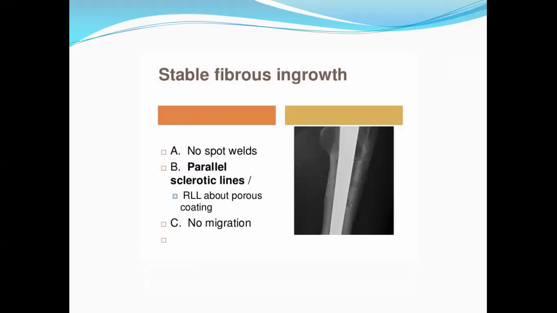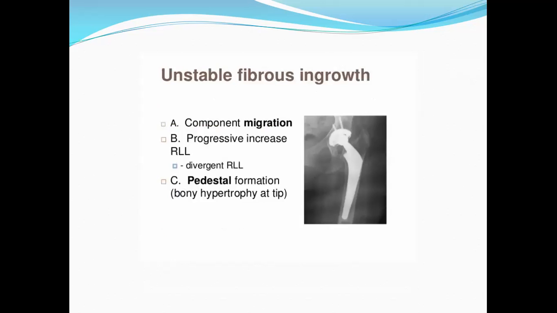Type 2 is stable, but stable by fibrous ingrowth. There's no spot weld, and as we see in the X-ray, there's a parallel sclerotic line, radiolucent line around the porous coating, but still stable. There's no migration. Type 3 is unstable, started to migrate, with progressive component migration and increasing radiolucent line. There's distal pedestal formation, bony hypertrophy at the tip.